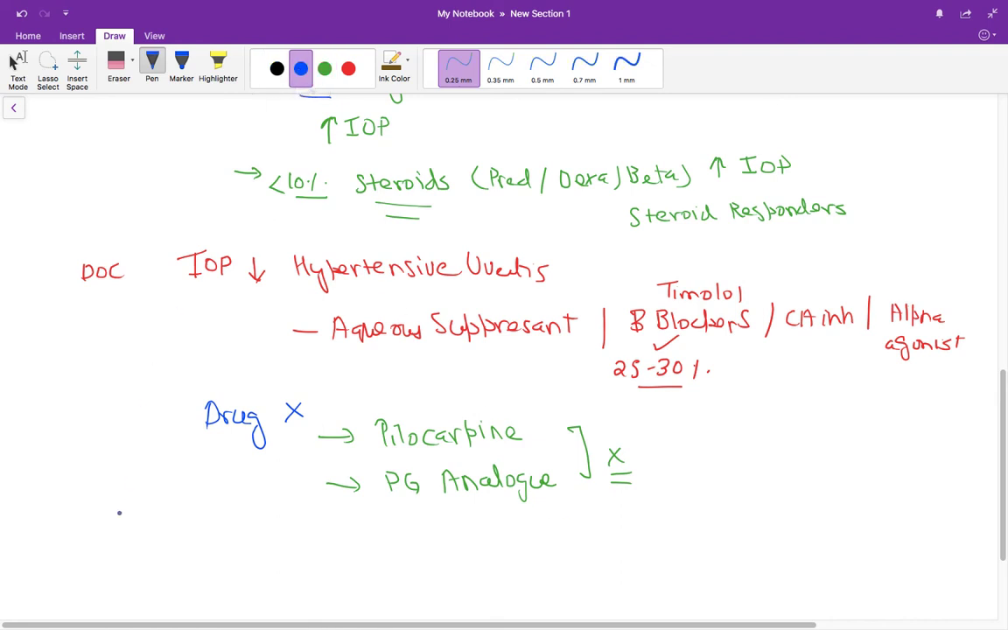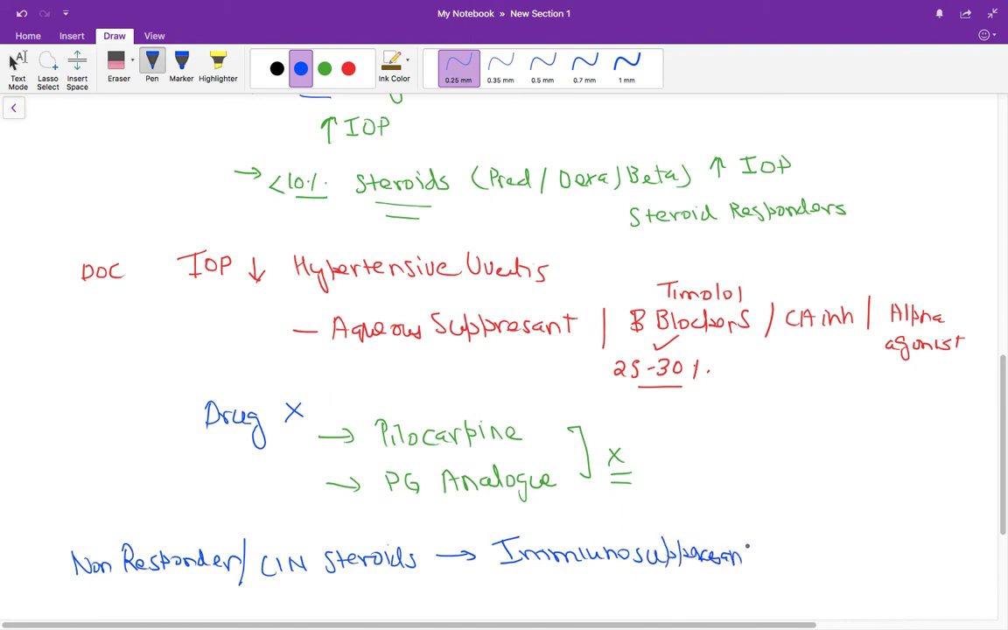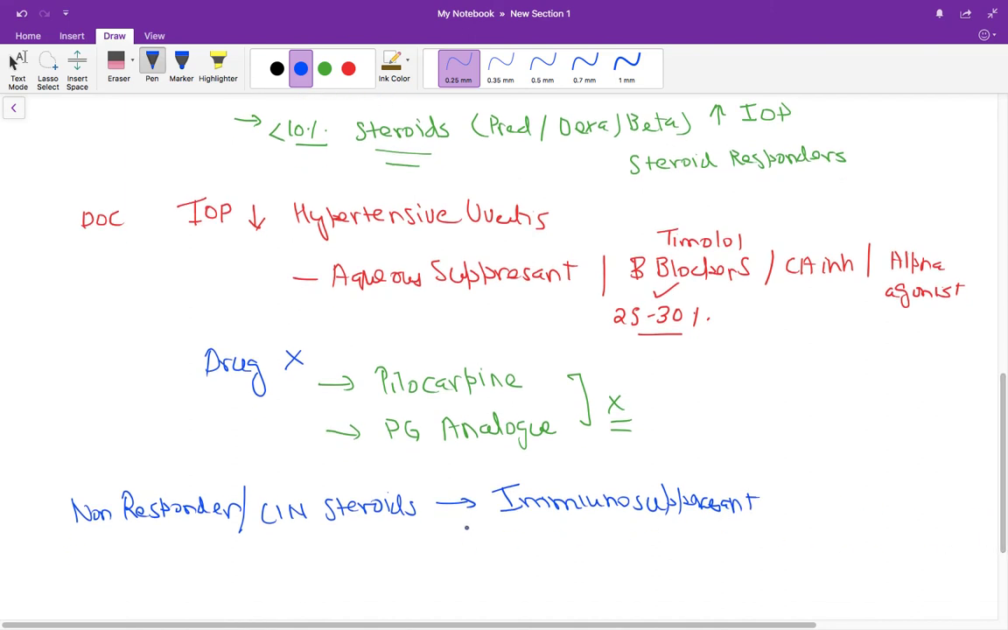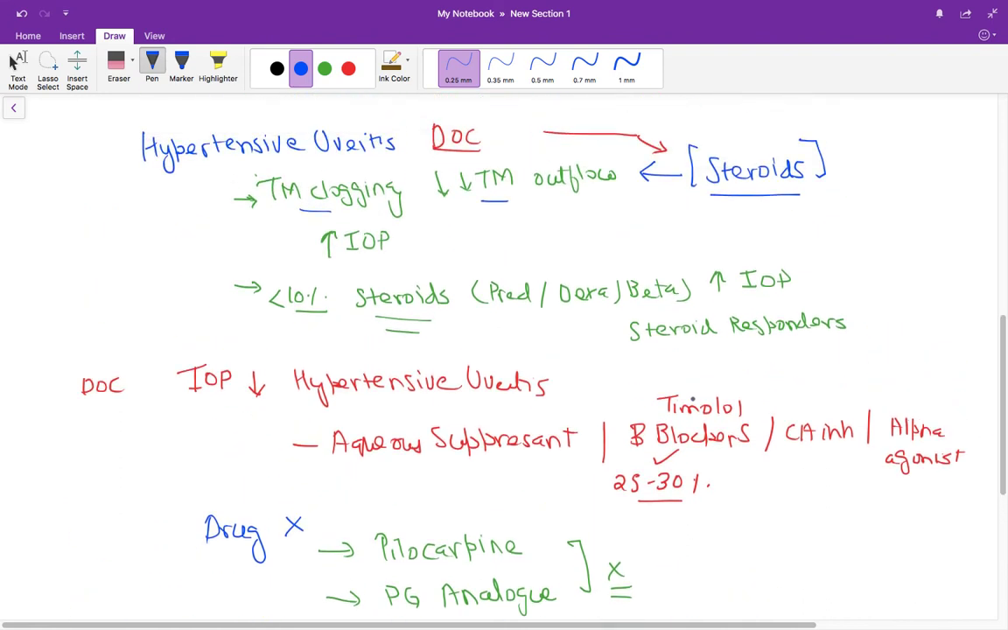In some cases, when you cannot use steroids because of, let's say, a nephrotic syndrome, or the patient is not responding, in non-responders or where there is a contraindication to steroids, you can use immunosuppressants. These immunosuppressants can be azathioprine, cyclosporin, or cyclophosphamide, but these are reserved for very few cases. So here comes the end of the treatment of the uveitis.